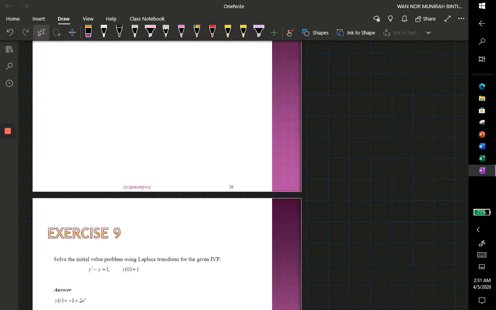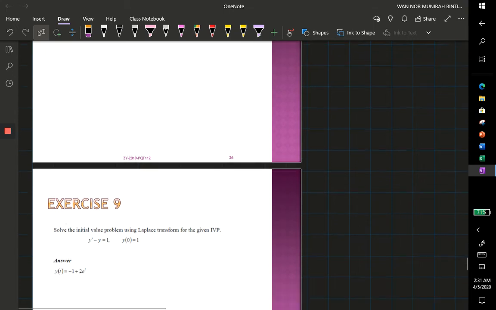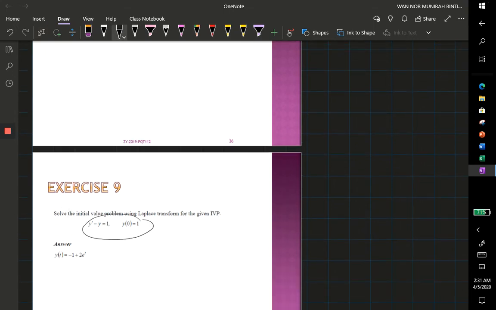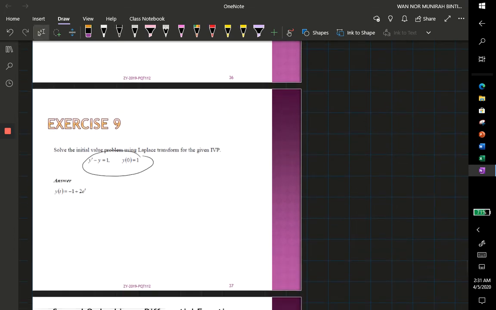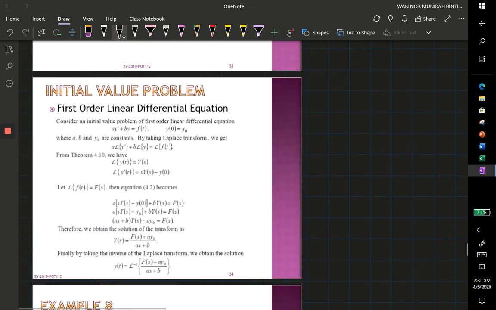So let's consider that we want to solve a first order problem first. This one: y prime minus y equals 1. So the first step just now is we need to transform this function. So take the Laplace of y prime minus Laplace of y equals, taking the Laplace transform on both sides of the equation simultaneously. That is the first step.